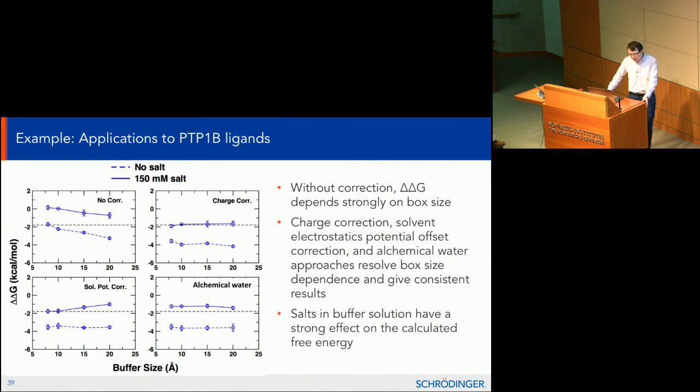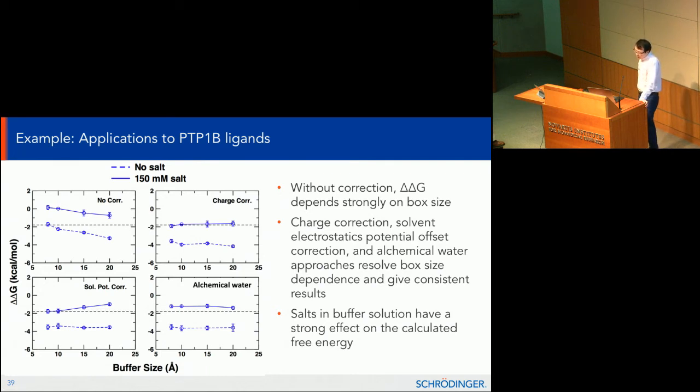For each method, we tried two sets of experiments. In the first set, we only have counter ions to neutralize the receptor. In the second set, in addition to the counter ions to neutralize the receptor, we also put in additional salts to mimic the ionic strength of the buffer solution. And the dashed black line is the experimental value for this perturbation.